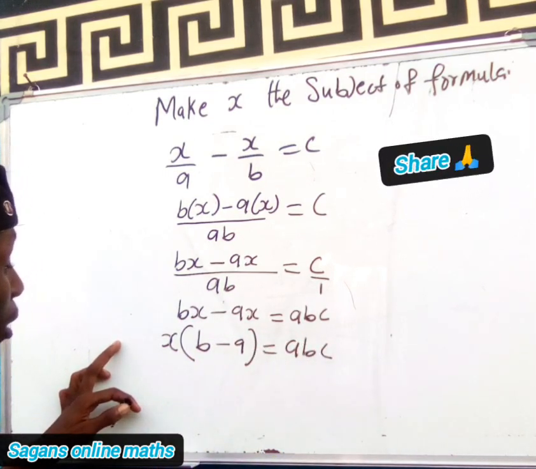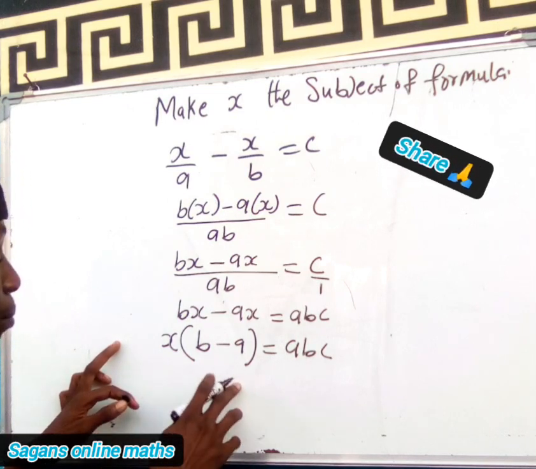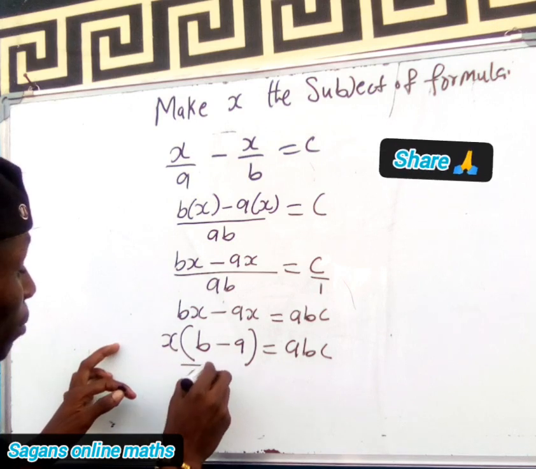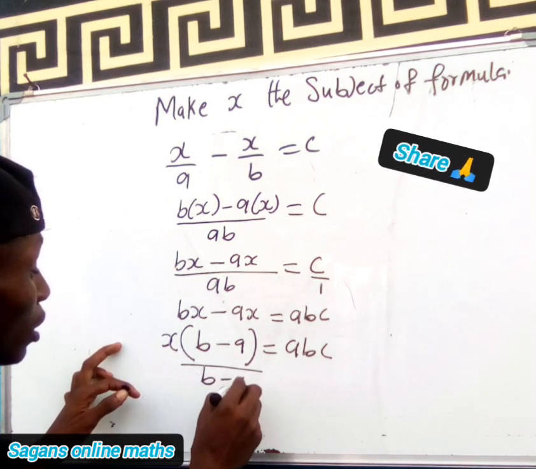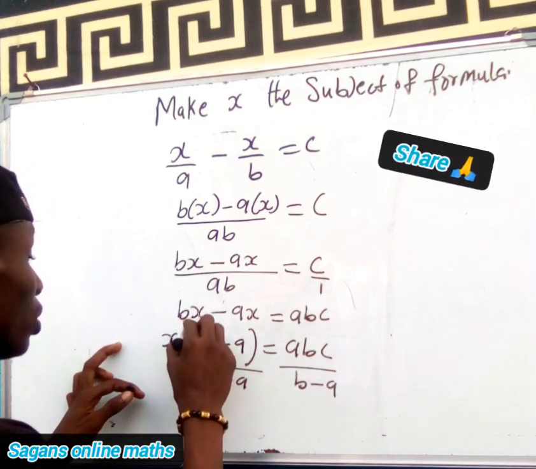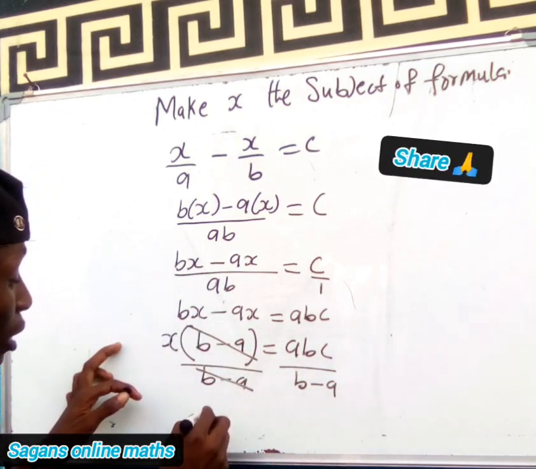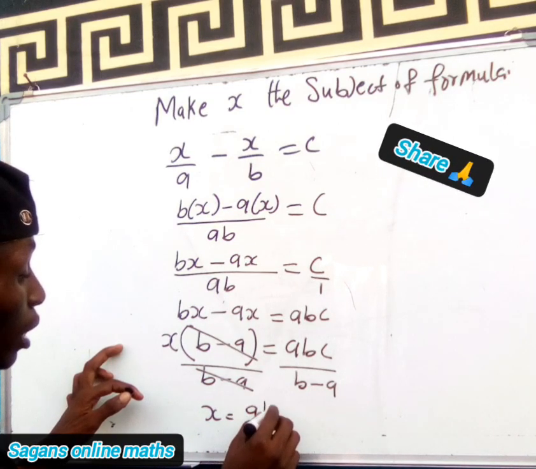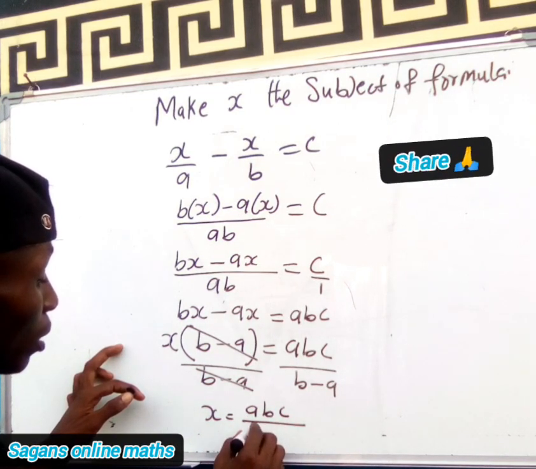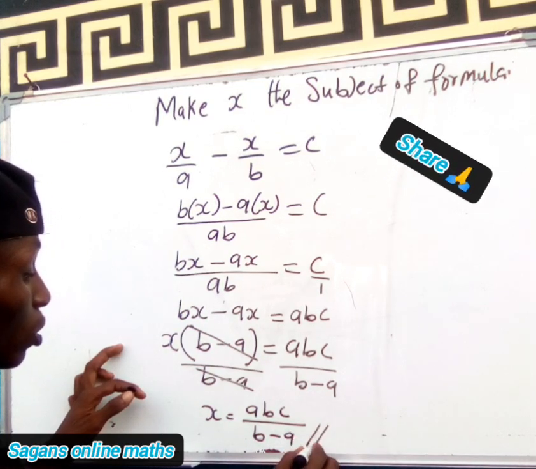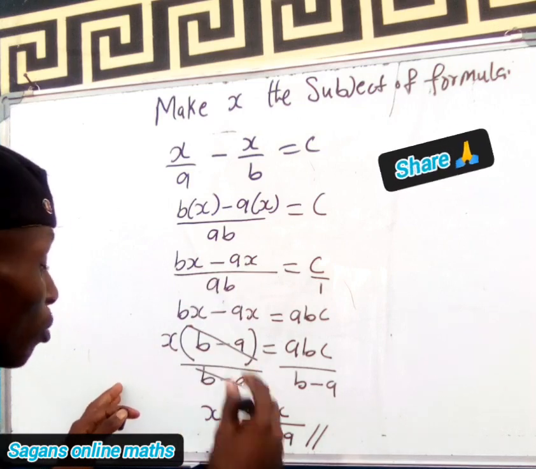Now divide both sides by B minus A to make S the subject of the formula. So we divide here by B minus A, and divide here by B minus A. This will cancel out this. So now you see that our S will be equal to ABC divided by B minus A. And this is the clear solution to this particular problem.